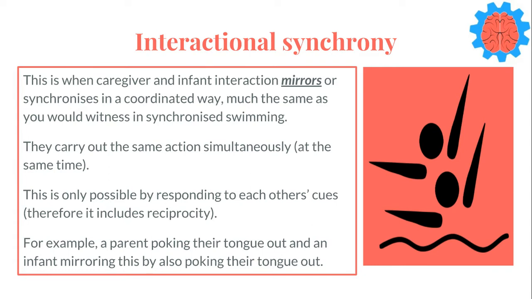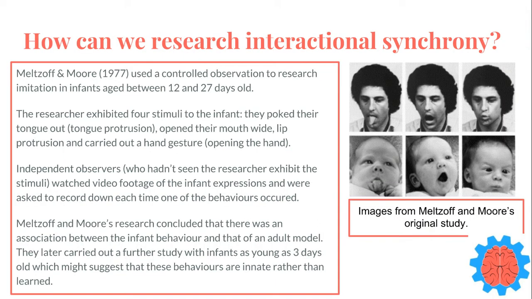So you can't just keep them as two separate things, they work together. For example, a parent might poke their tongue out and an infant might mirror or imitate that and poke their tongue out as well. So they do it at the same time, but they do have to respond to each other's cues to do this.